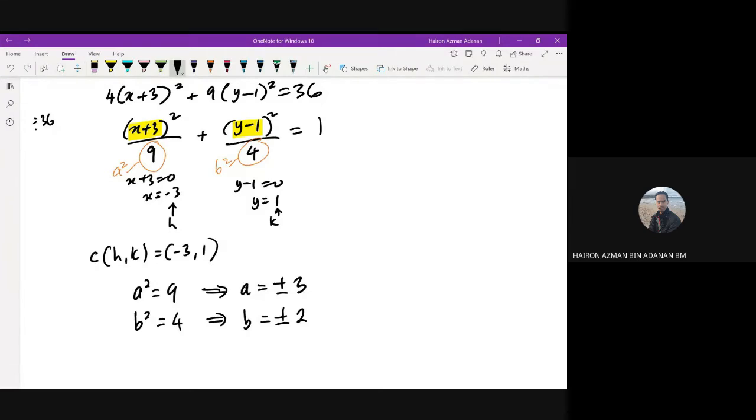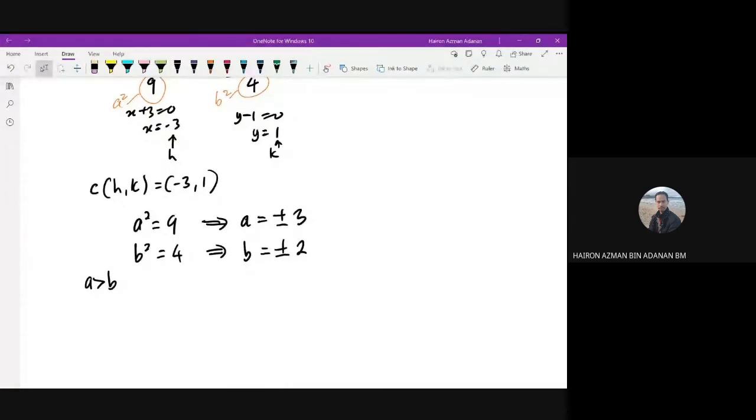So which one is bigger, A or B? Of course A. A is more than B. So your major axis exists. Where's your major axis? Major axis actually refers to A. A is under X. A is under X means the major axis is parallel to the X axis. Meaning we have a horizontal major axis.